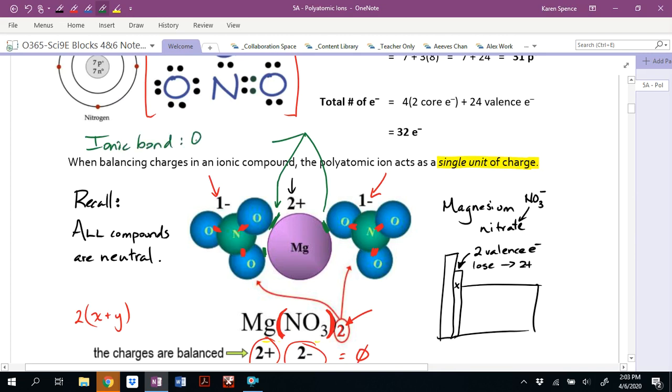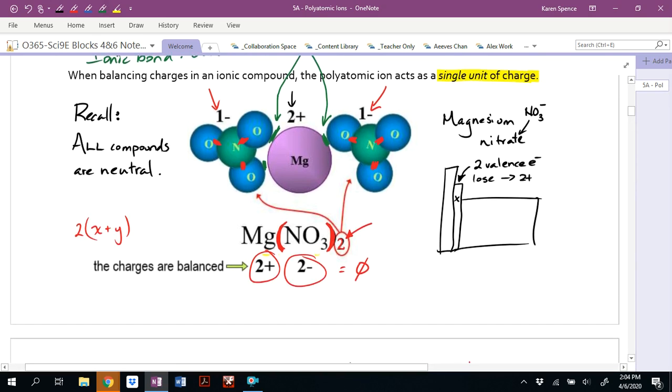An ionic bond occurs between ions. Maybe I should get rid of that thing there. So within the compound magnesium nitrate, you have covalent bonds within the nitrate polyatomic ion, but between the magnesium and the nitrate, you have ionic bonds.